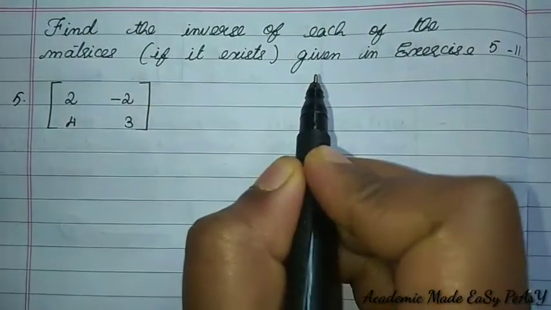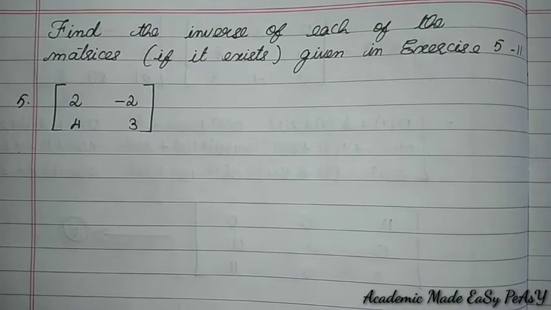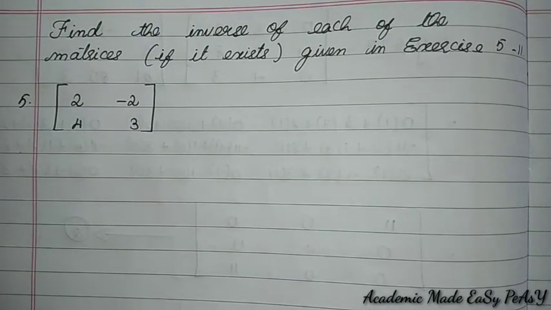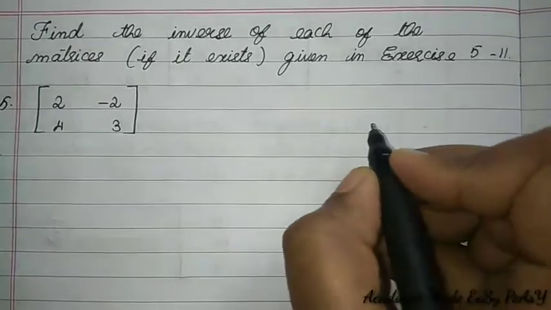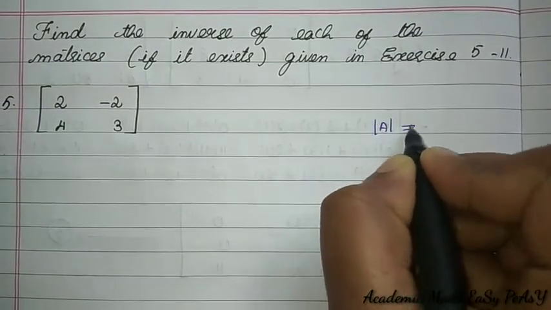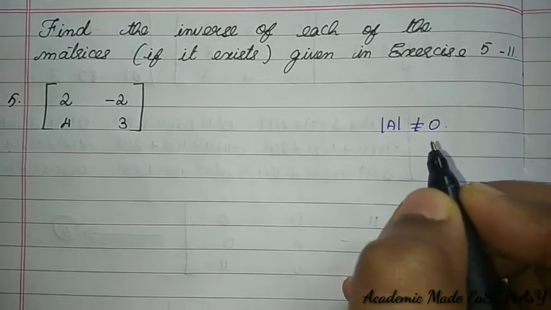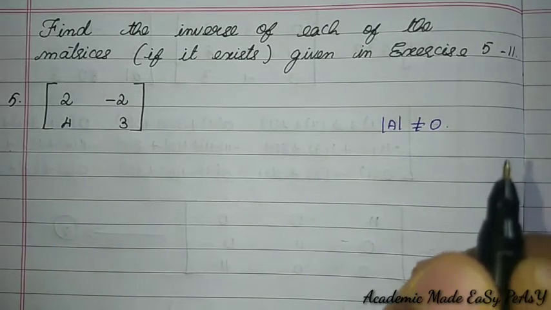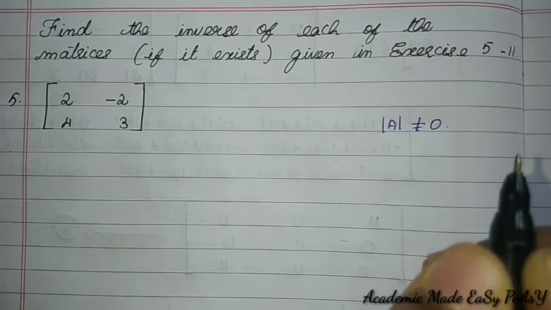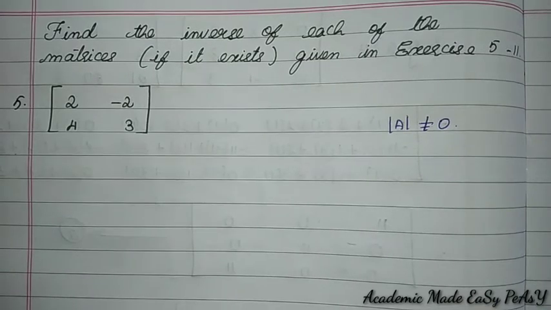Find the inverse of each of the matrices, if it exists, given in exercise 5 to 11. So some matrices are given and we have to find whether it has an inverse or not. I've already taught you how to check whether it has an inverse or not, isn't it? So the determinant of the given matrix should not be equal to 0. I already taught you this condition in the introduction part, and we will be using this formula in order to find the inverse. So not using the matrices method, we will be using the determinant method and adjoint of matrices, and then we will be finding the inverse.